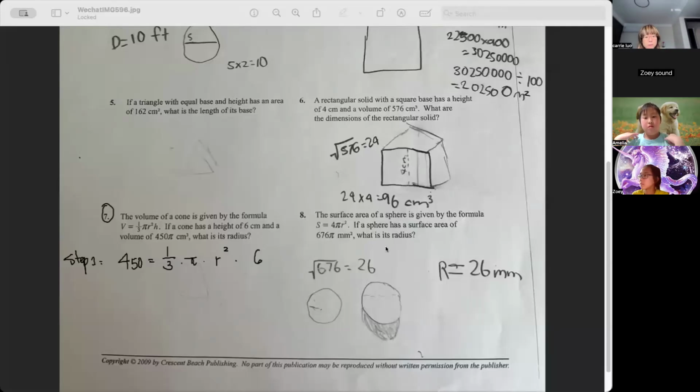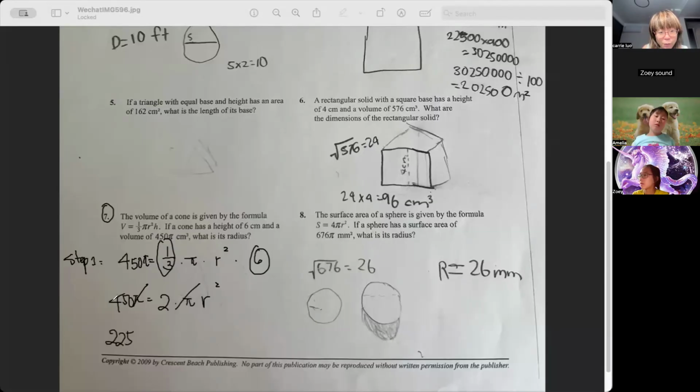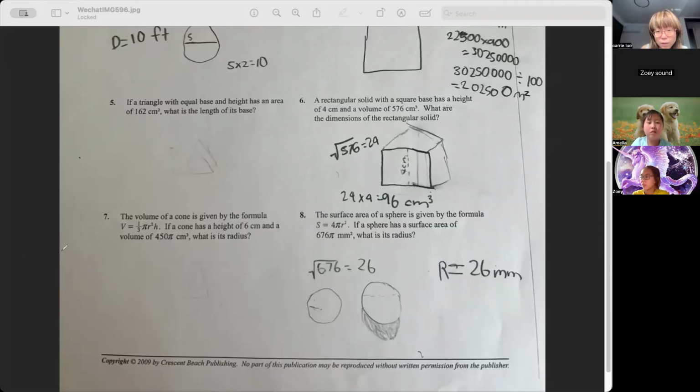Okay, so Amelia and Zoe, how do we do this one? 1 over 3 times 6 equals 2. So it's 2 times pi r squared equals 450 pi. Sorry, I missed a pi here. Correct? So pi and pi, we can divide both sides. So it's 225, 450 divided by 2, right? Equals r squared. So r equals what? 15 centimeter. Very simple, right, Amelia? Do it exactly the same way, okay?